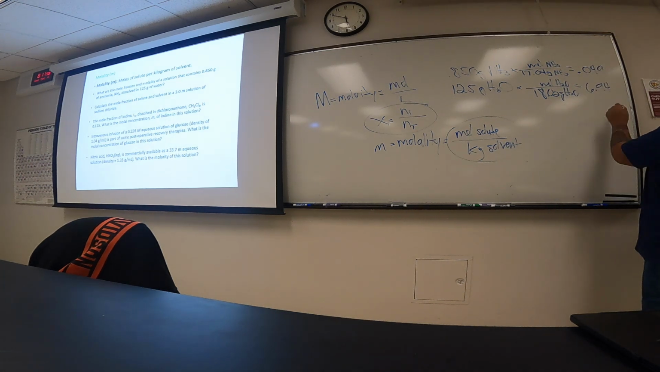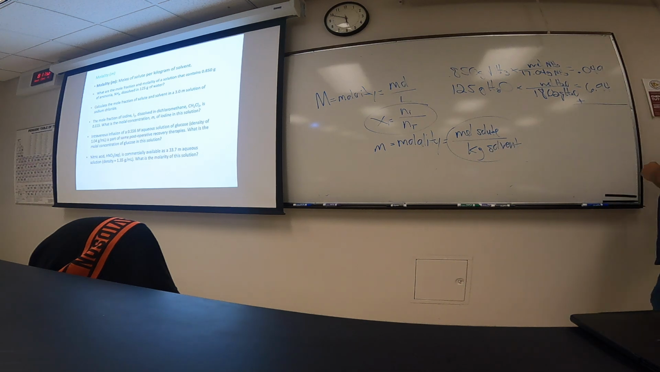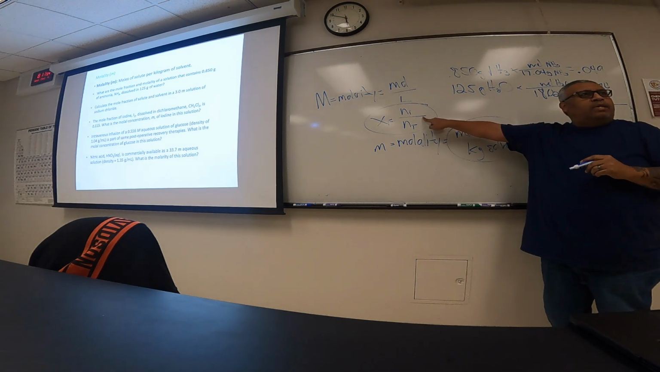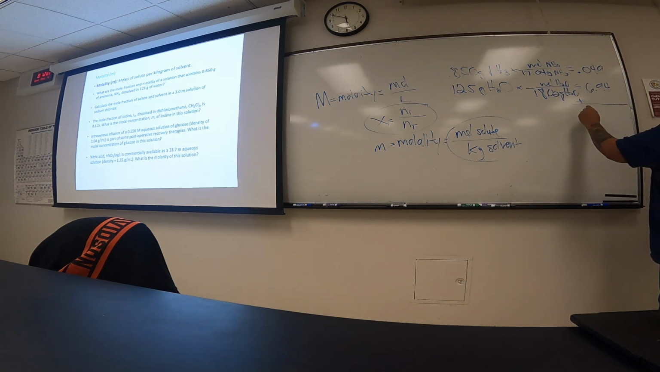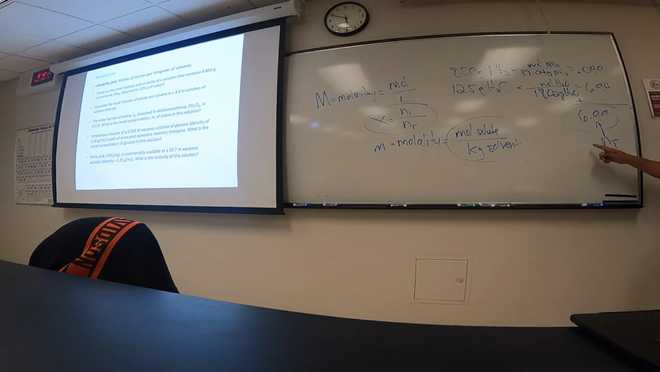All right, so we're going to now add both of those up because we need the total number of moles to get the mole fraction. What is it if we add both of those up? 6.989, so we'll say 6.99. This is our total number of moles.